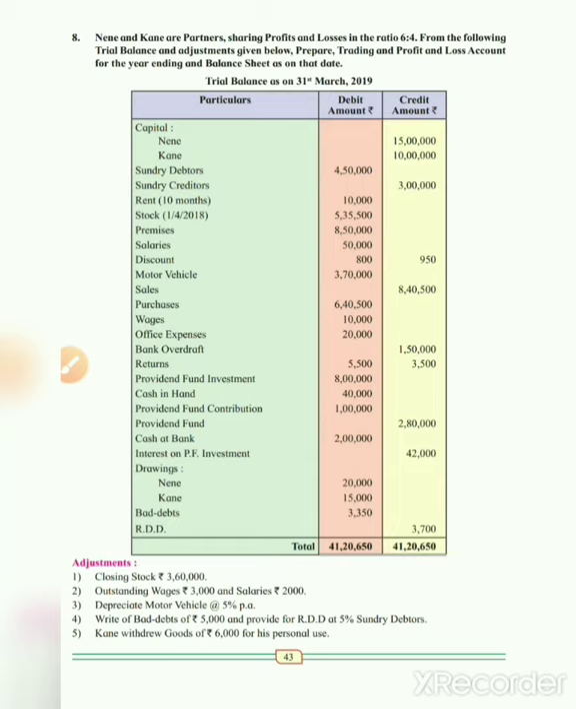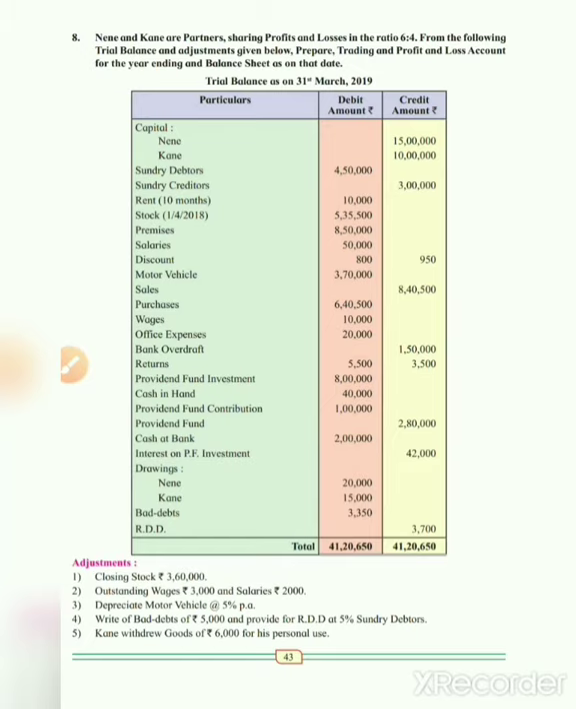Now next, outstanding wages rupees 3,000 and salaries rupees 2,000. See, these outstanding wages will be added to wages on debit side of trading account. We have written the wages by rupees 10,000. Add their outstanding amount 3,000. By this way, on outer column the amount will be 13,000. Its second effect will be written on liabilities side.